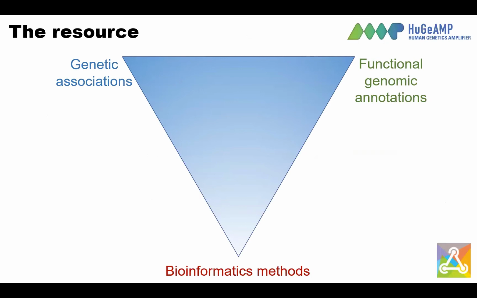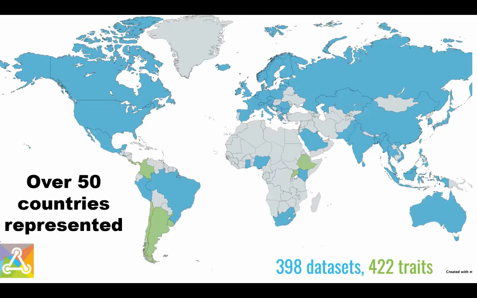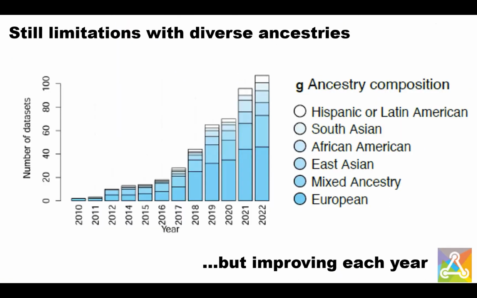But first, a little bit about the foundational data. There are three major core data sets that power the resource. The genetic data is representative of over 50 countries. What's nice about that is while we're still overrepresented with Europeans, we're slowly getting better at representing other populations, because I think that's incredibly important in terms of how we understand human genetics across the earth.